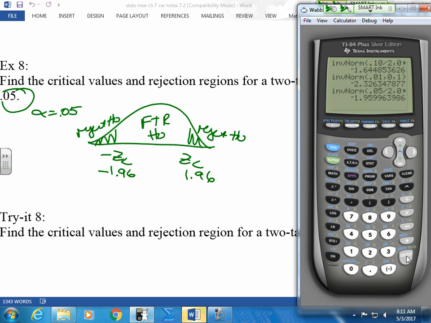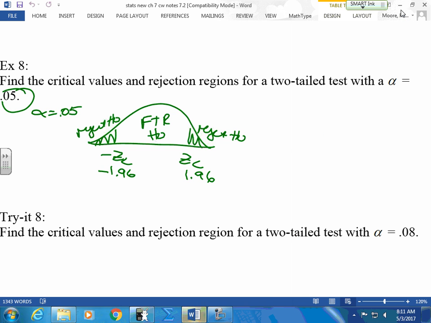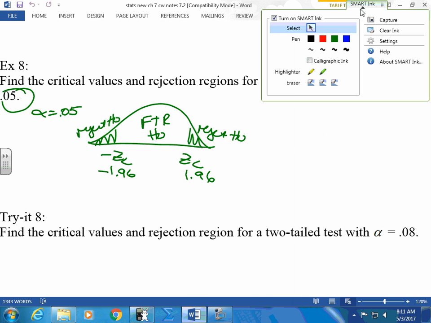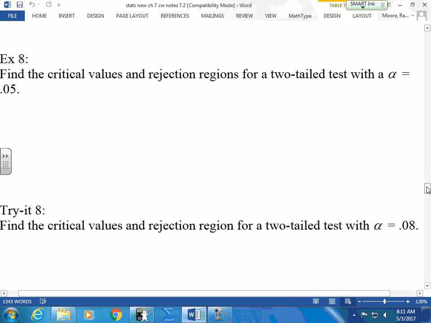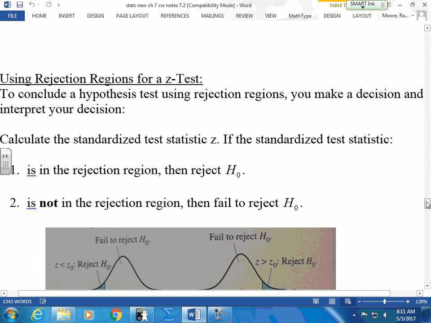So I have two critical values. One is negative, one is positive. I have symmetry in my graph, so I don't have to worry about this. Okay? Okay. All right, let's put this together. All right, now.